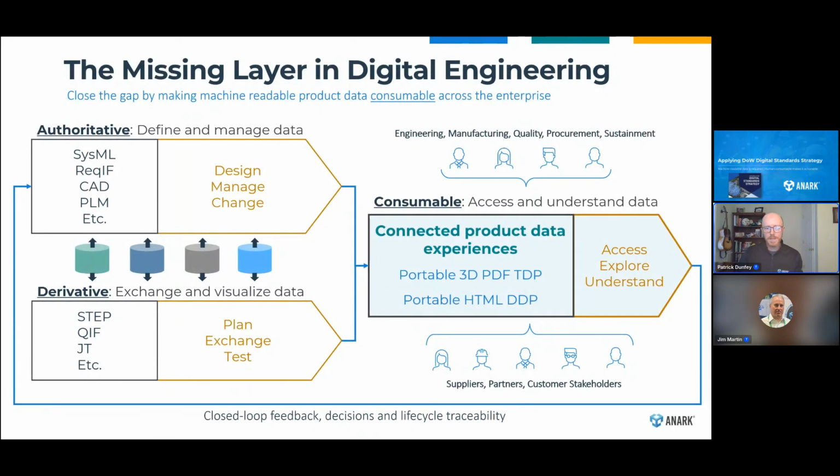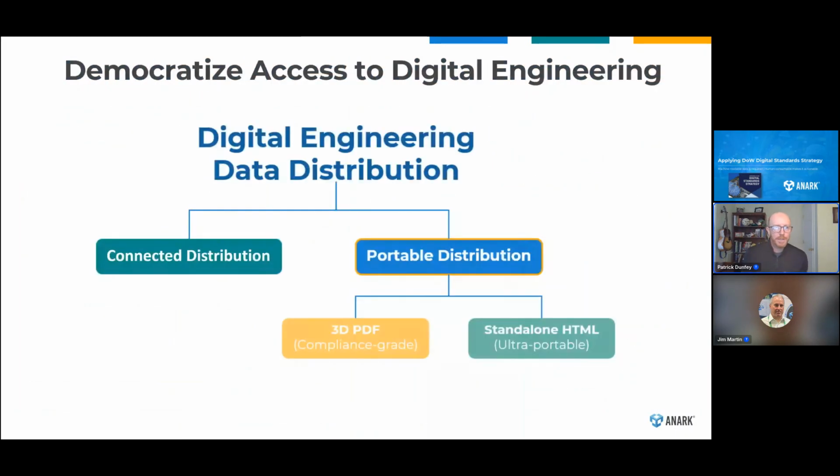So let's take a quick look at the three modes of distribution in this box on the right-hand side. In order to democratize access to the digital engineering data, you need different modes. And it's written in the strategy document that we're talking about today. It's written in other places as well. It's at the heart of the question that Jim mentioned a few minutes ago on drawings and having legacy data, which is that you need different distribution methods for different situations.